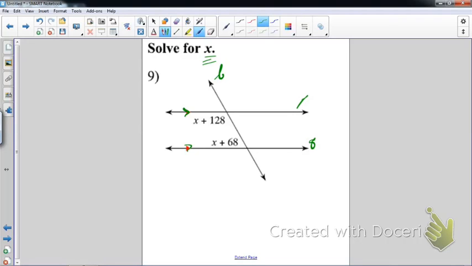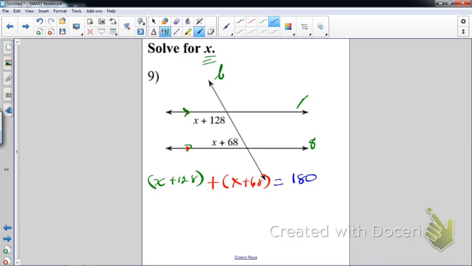Supplementary means that we add the two angles and they equal 180. So that's what I'm going to do now. I'm going to go x plus 128. That's my first angle. I'll put it in parentheses so you guys can see the difference of what I'm talking about. And then I'm going to add it to my second angle, which in this case will be x plus 68.